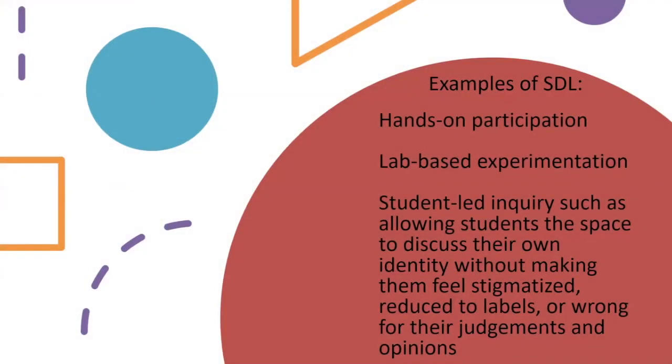But student-led inquiry, which you allow students, you have to be the guide on the side again. You have to allow students a space to discuss things like, one thing I've found that's helpful is discuss their identity and how they relate to their own identity without making them feel stigmatized, reduced to labels, or wrong for their judgment and opinions. And this is how we build community as well. We have to build a classroom community where everyone feels safe to express their opinions, build their skills, and be who they are. Yes, it's vital.